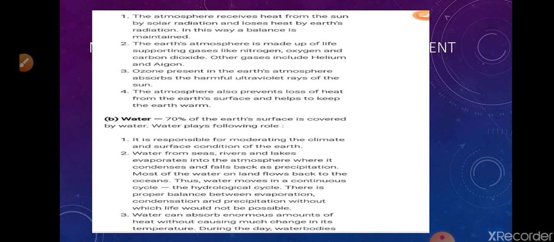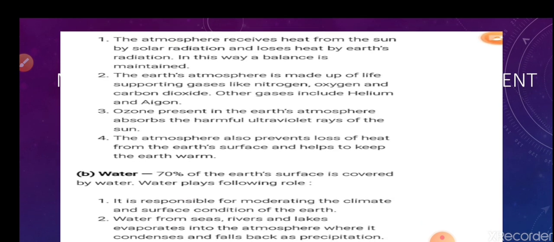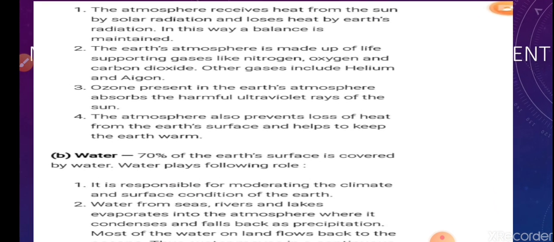Describe the role of each of the following in making Earth a habitable planet. So the answer is here: atmosphere, water, and temperature. So atmosphere is here. You can go through 1, 2, 3, 4. 4 points are there. You can take the screenshot or pause the video. Then you can write the answer.